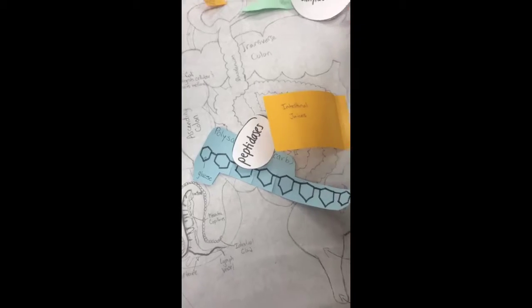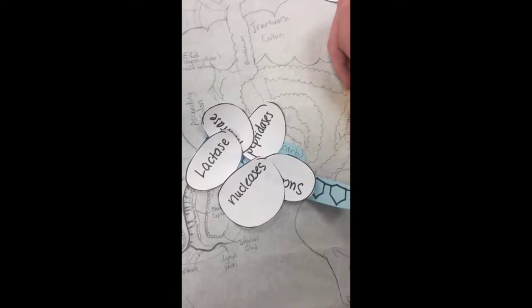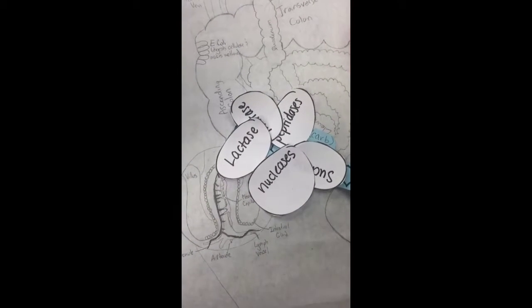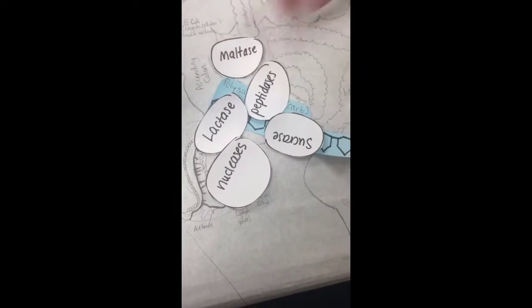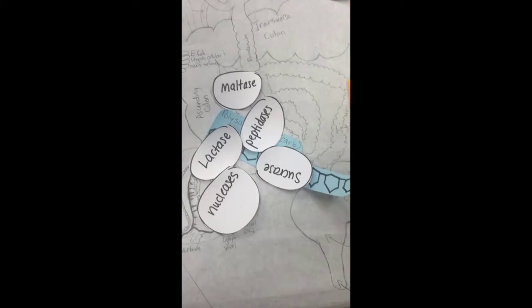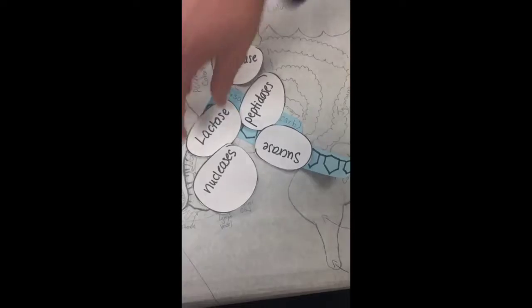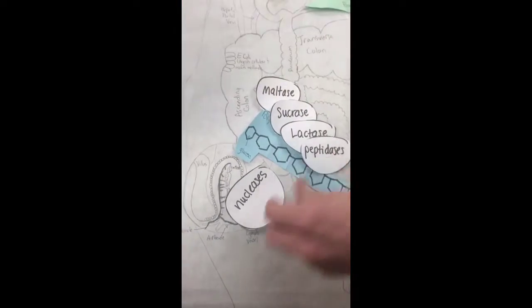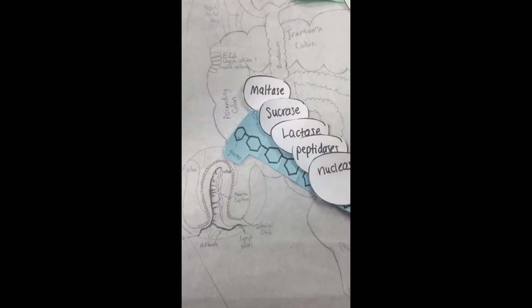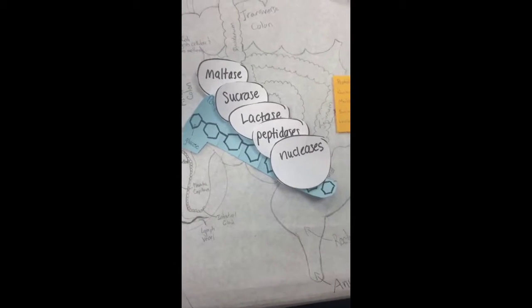And the intestinal glands release the enzymes peptidases, nucleases, maltase, sucrase, and lactase. The maltase digests the maltose into two glucose molecules. And the sucrase digests the sucrose into glucose and fructose. And the lactase digests the lactose into glucose and galactose.